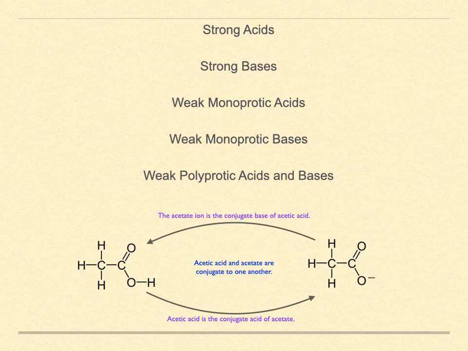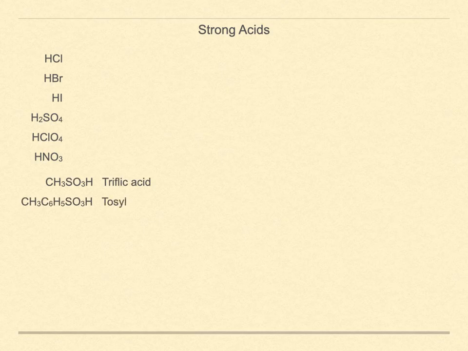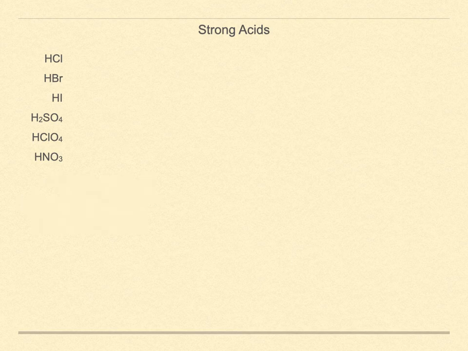Let's look again at strong acids. There are 6 strong acids you should memorize, and you probably already know them: HCl, HBr, HI, H2SO4, HClO4, and HNO3. In dilute aqueous solutions, these acids completely dissociate into an aqueous proton and their conjugate base ion. There are many other strong acids, mainly organic acids such as triflic acid or tosylic acid, and you may encounter them. But these 6 inorganic acids are the most important ones for our class.